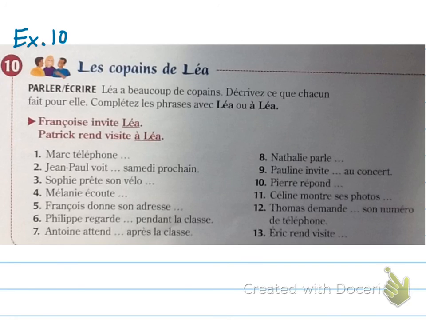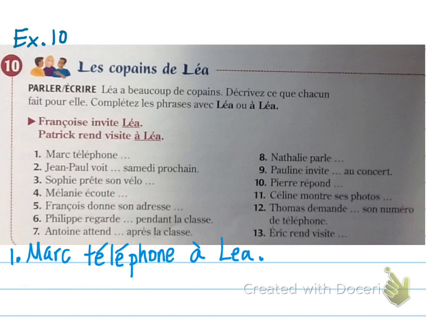For exercise 10, I'd like you to write out the whole sentence here as well. And you're just going to put either Leah or à Leah. So number 1, you would type Marc téléphone à Leah, because téléphone, okay, is up on the list of verbs that uses an indirect object.